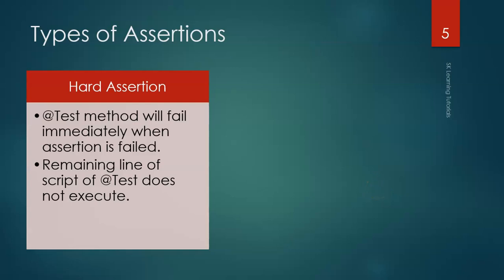Hey everyone, welcome back. As you know, there are two types of assertions. One is the hard assertion and second is the soft assertion. We have already discussed hard assertion in the previous video. In this video, let's talk about the soft assertion, which is opposite to the hard assertion.